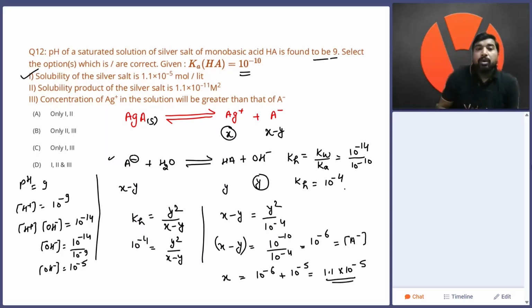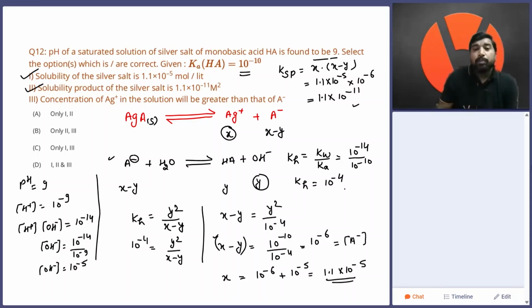Solubility product of silver salt is 1.1 into 10 raised to the power minus 11. We just need to calculate this, that is the Ksp is equal to x into x minus y. What is the value of x? The value of x is 1.1 into 10 raised to the power minus 5. And what is the value of x minus y? The value of x minus y is 10 raised to the power minus 6. That should be 1.1 into 10 raised to the power minus 11. Yes, definitely the second statement is also right.